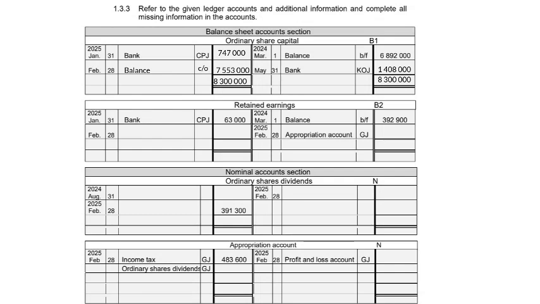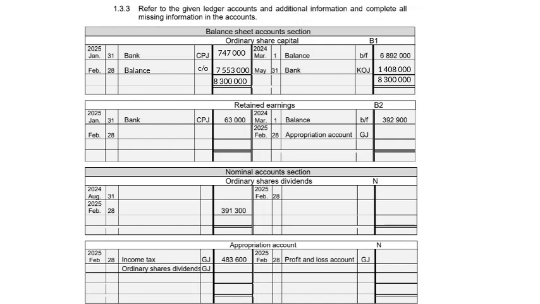The retained earnings account we can only complete once we've completed the appropriation account because it will be our balancing figure. Ordinary share dividends account. On 31 August, 43 cents per share is declared. So we need to pay an interim dividend of 43 cents per share. So we need to calculate how many ordinary shares we have on that date. We started with the 840,000 ordinary shares at the beginning of our financial year. Then we issued a further 160,000 shares on 30 May 2024. So now we have a total of 1 million ordinary shares in issue. And then we times that by 43 cents to give us 430,000 rand.